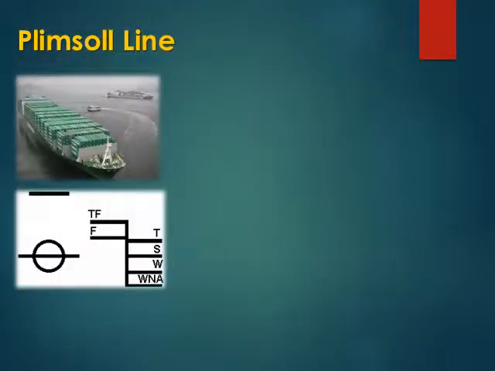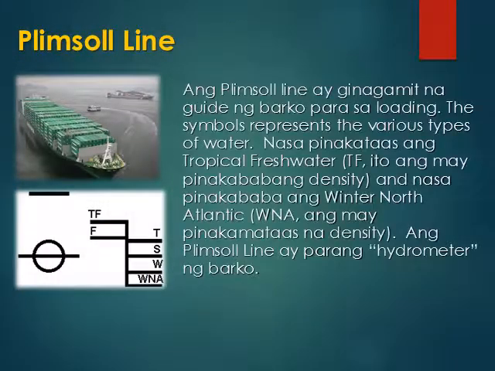Now, sa barko, meron tayong tinatawag na plimsoll line. So, the plimsoll line, ito yung ginagamit natin na guide sa barko para sa loading. So, makikita ninyo ang different symbols, okay, dito sa plimsoll line. Nakasulat to usually dito sa gilid ng barko, okay. So, dyan malalaman kung yung barko ba is overloaded or pwede ka pa mag-load. So, may mga meanings yung bawat symbol na to.